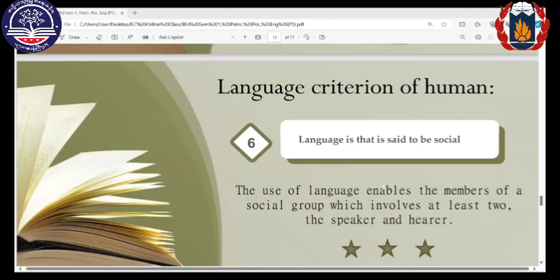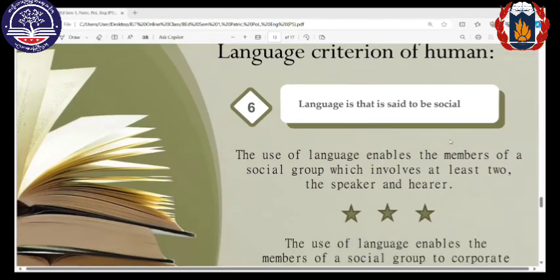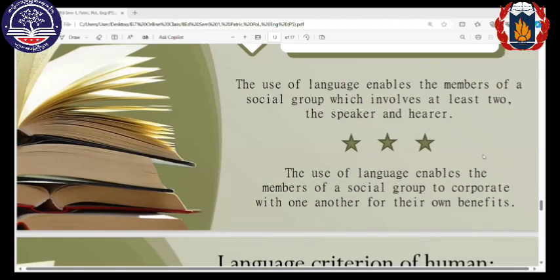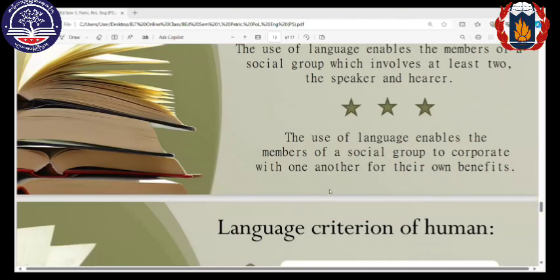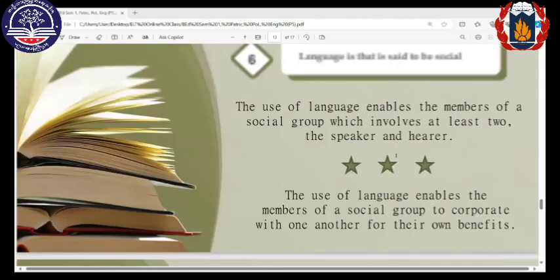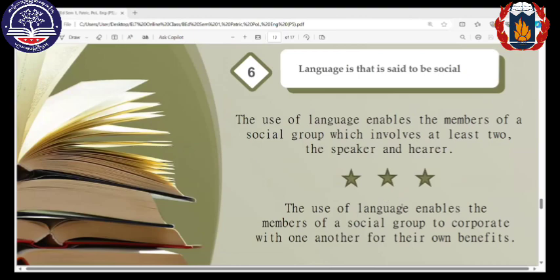Next one, social language. Language is said to be social. That's also very social behavior. Speaker and listener, they cooperate with one another for their own benefit. Language is a social behavior.